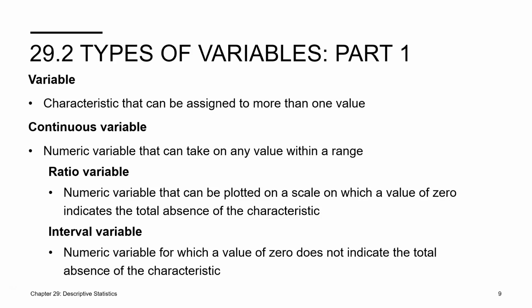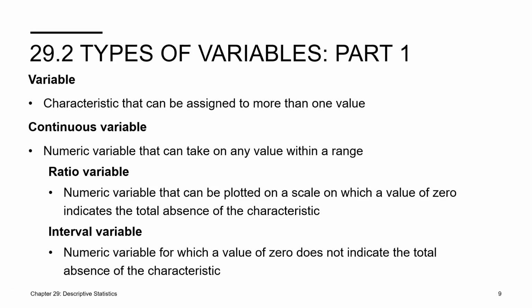A continuous variable is a numeric variable that can take on a value within a range. And so there are two different types of continuous variables: ratio variables and interval variables. A ratio variable is a numeric variable plotted on a scale of which a value of 0 indicates the total absence of the characteristic. An easy way to remember the difference is that ratio has the O on the end of it, which is like a 0, and so it has a value of 0. Whereas the interval variable is stating that the value of 0 does not indicate the total absence of a characteristic.